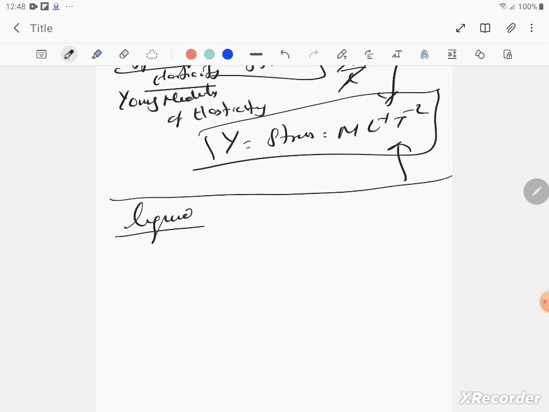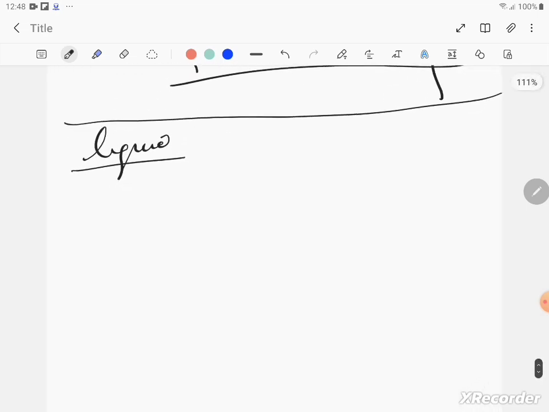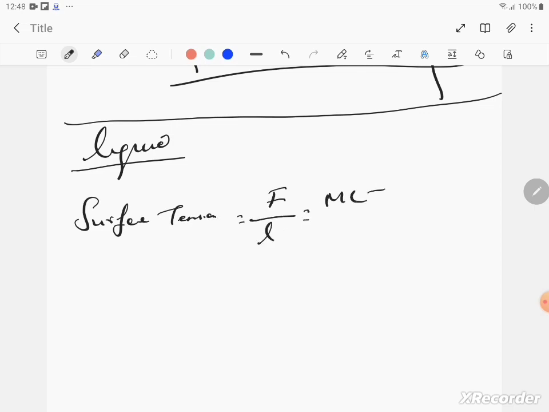For liquids, I taught you a word here which is called surface tension. Surface tension is a force on the surface of the liquid, which is force per unit length, which is MLT to the power minus 2 by L. L and L get cancelled. M T to the power minus 2, or in other words, M to the power 1, L to the power 0, T to the power minus 2.